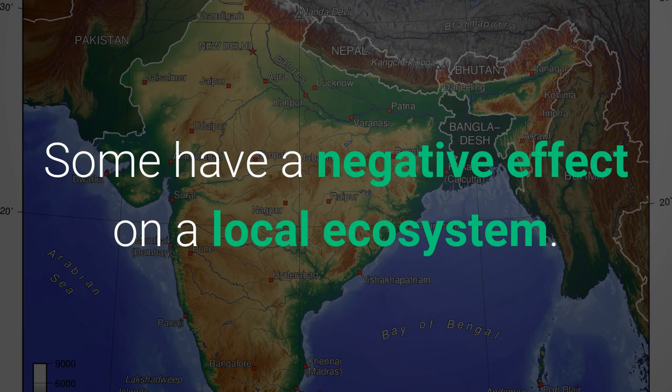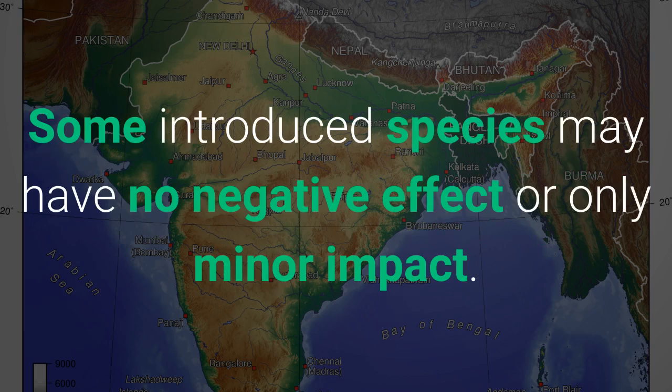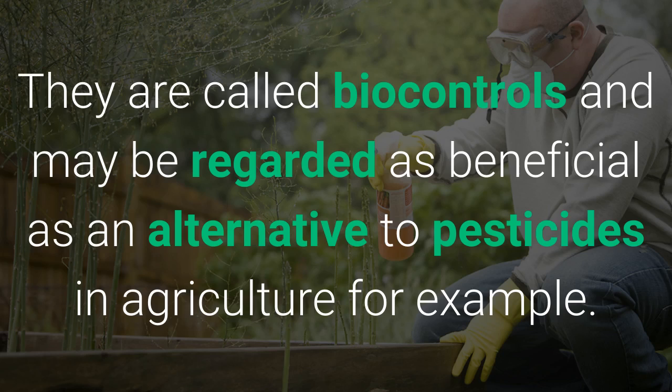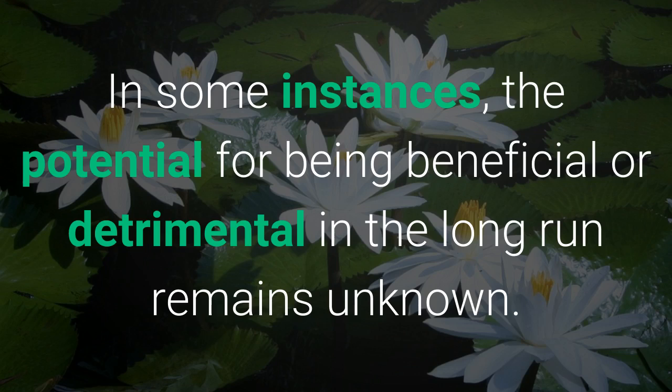Some have a negative effect on a local ecosystem. Some introduced species may have no negative effect or only minor impact. Some species have been introduced intentionally to combat pests. They are called biocontrols and may be regarded as beneficial as an alternative to pesticides in agriculture, for example. In some instances, the potential for being beneficial or detrimental in the long run remains unknown.